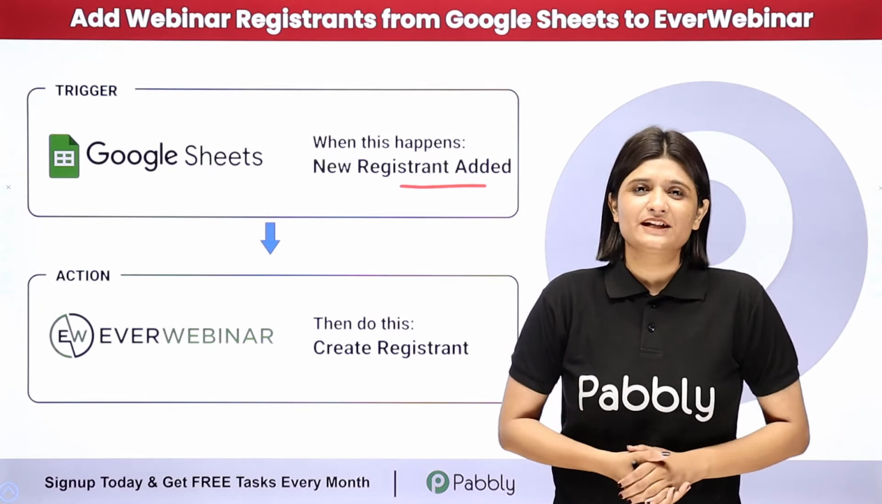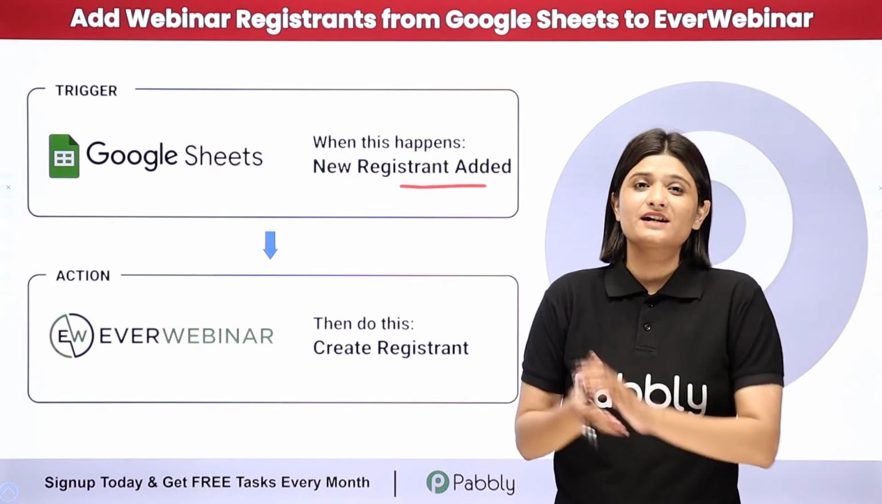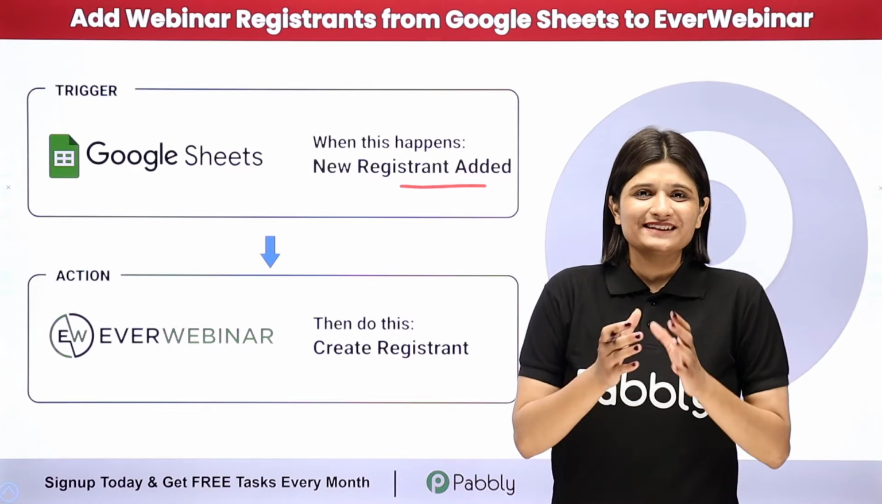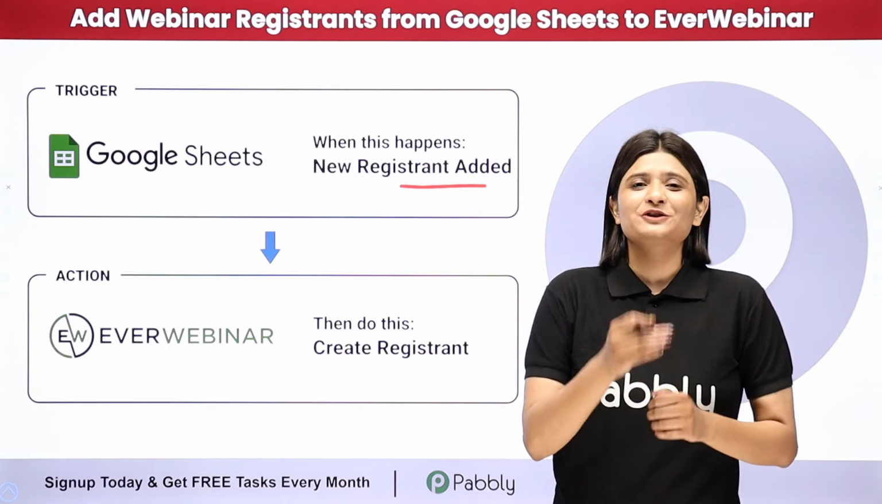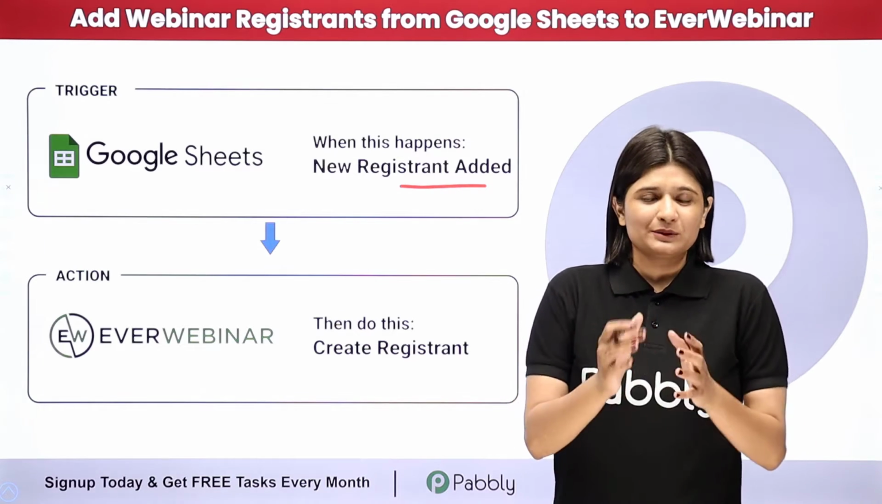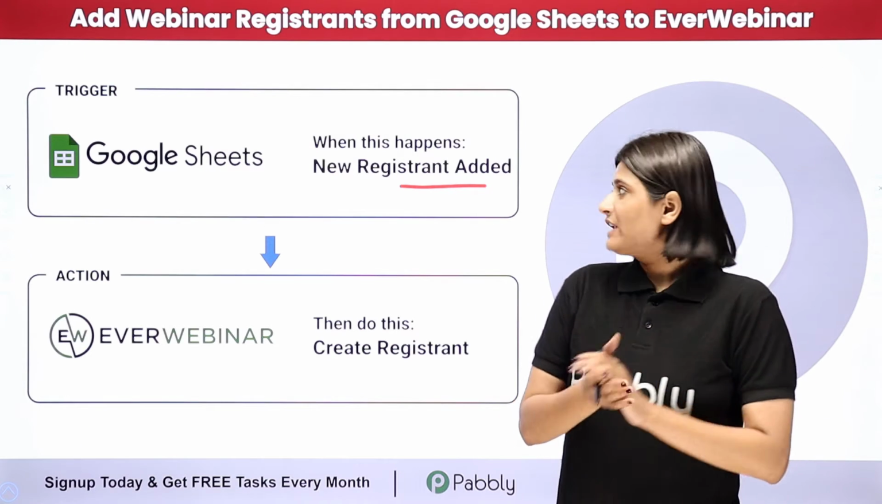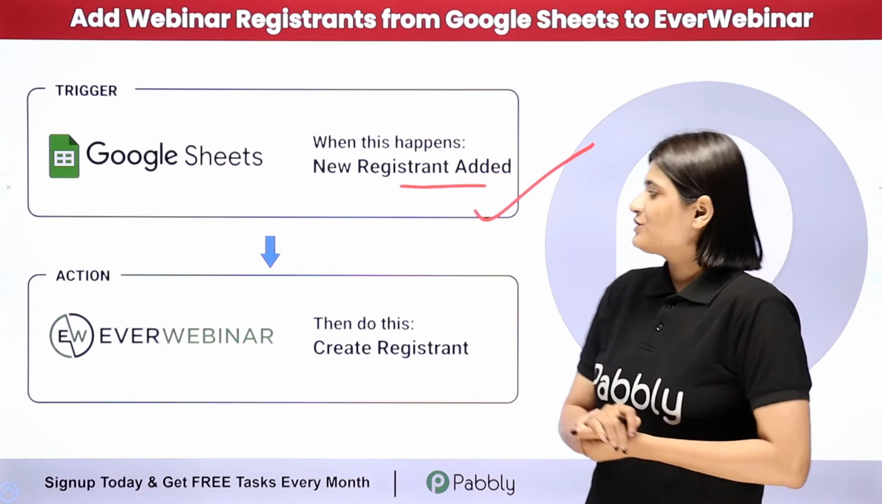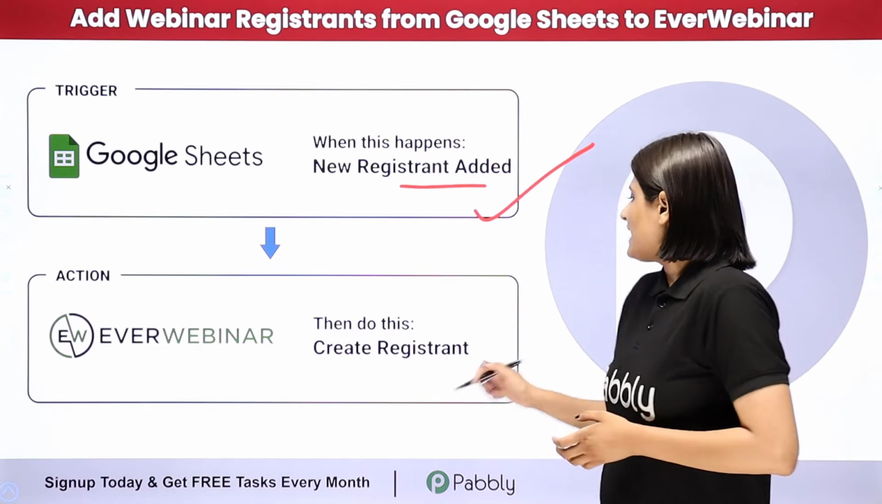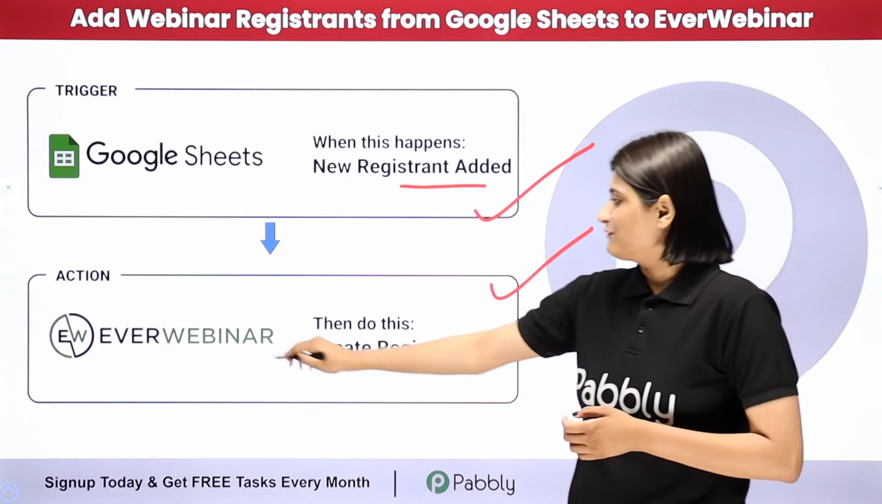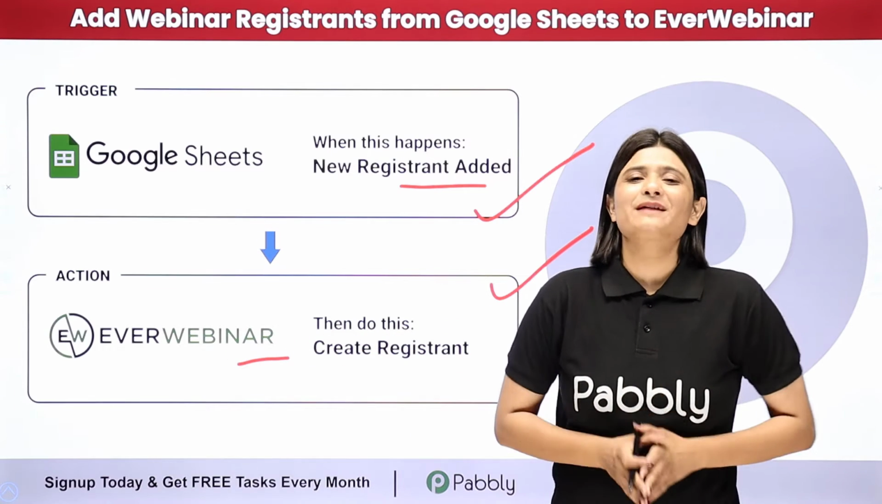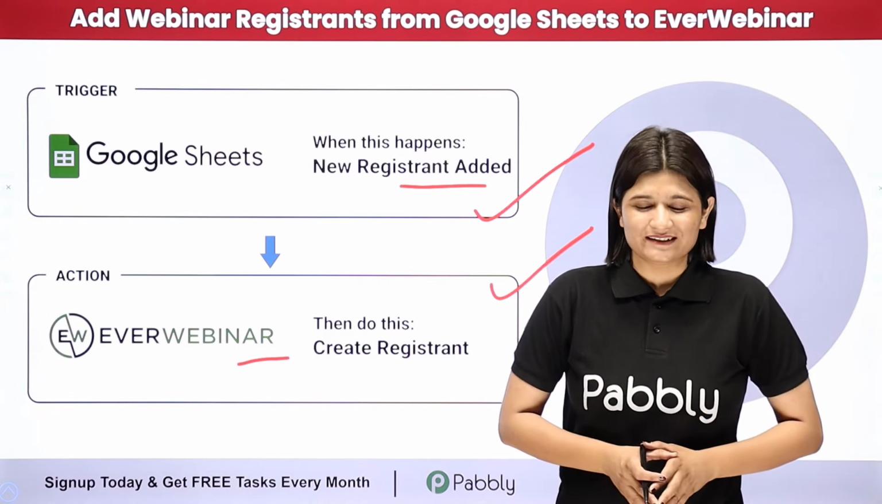So EverWebinar lets you host automated webinars that run on autopilot. This will help you save a lot of time while you focus on generating leads. With the help of Pabbly Connect, I'm going to build this connection in such a way that whenever I add a new registrant in my Google Sheets spreadsheet, automatically that registrant will be created in my EverWebinar. Now, if you want to learn the step-by-step process, then let me take you all to my screen.